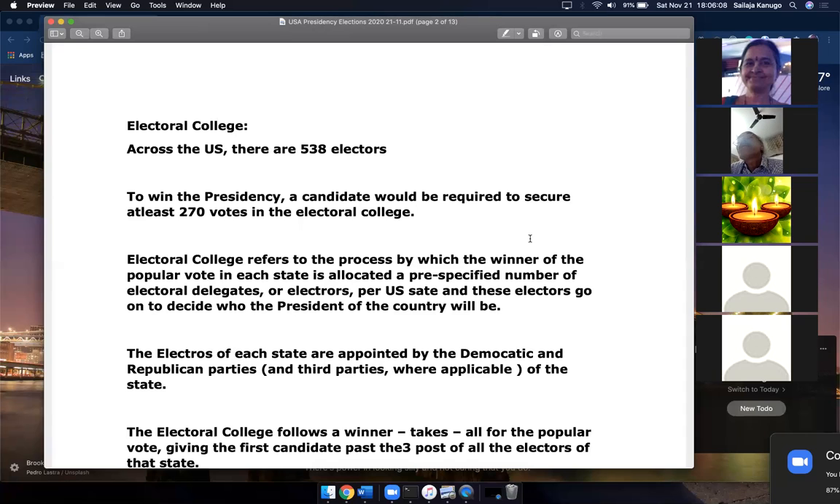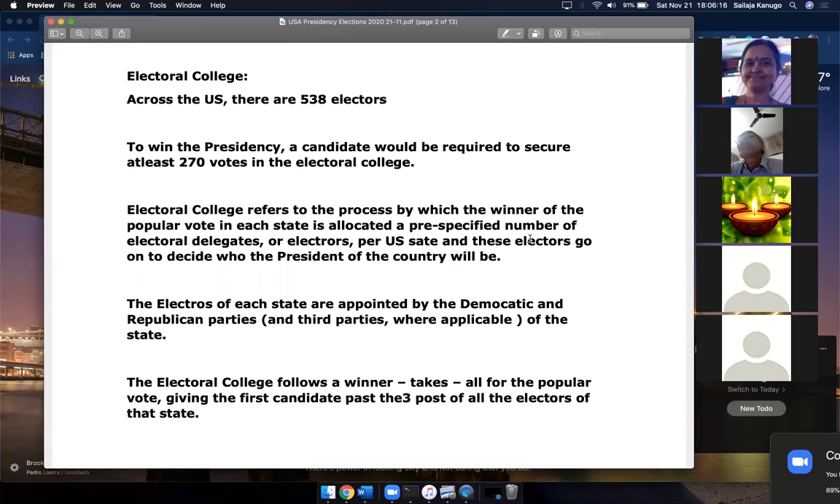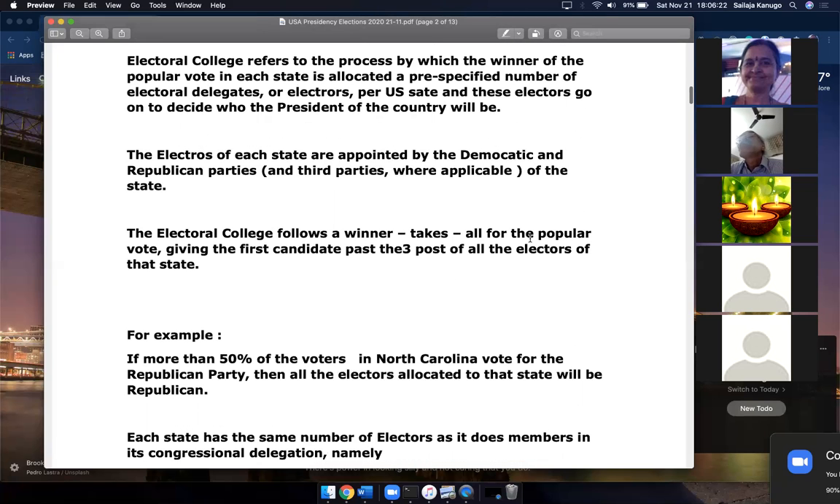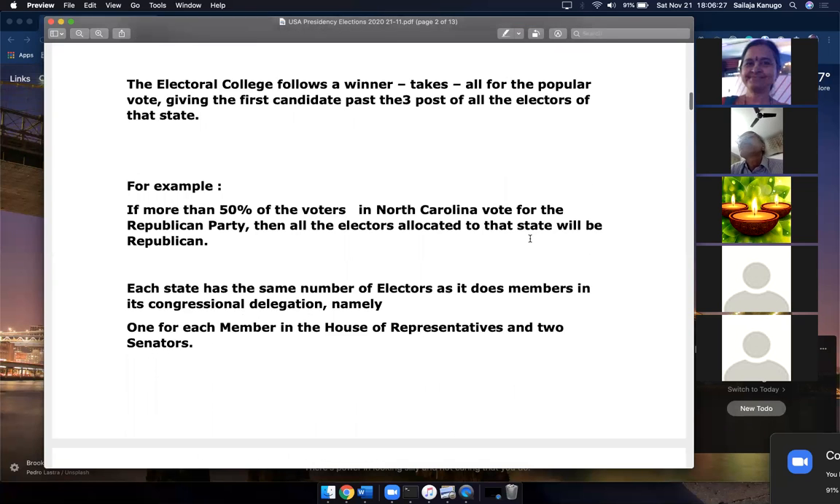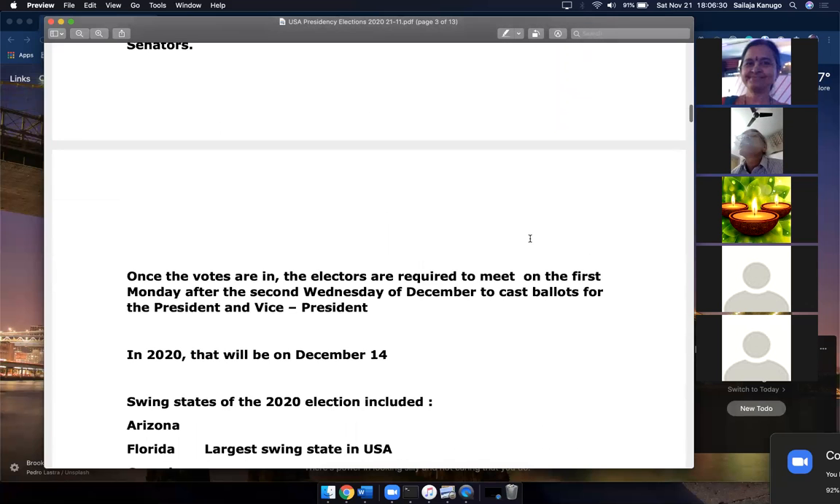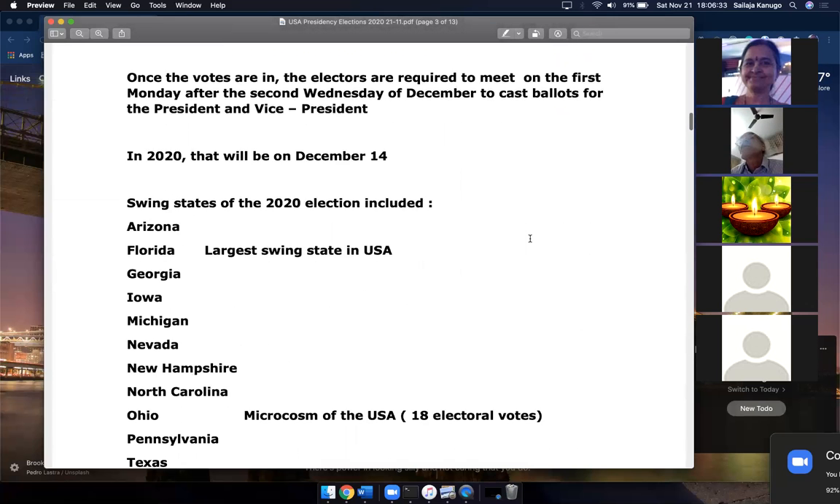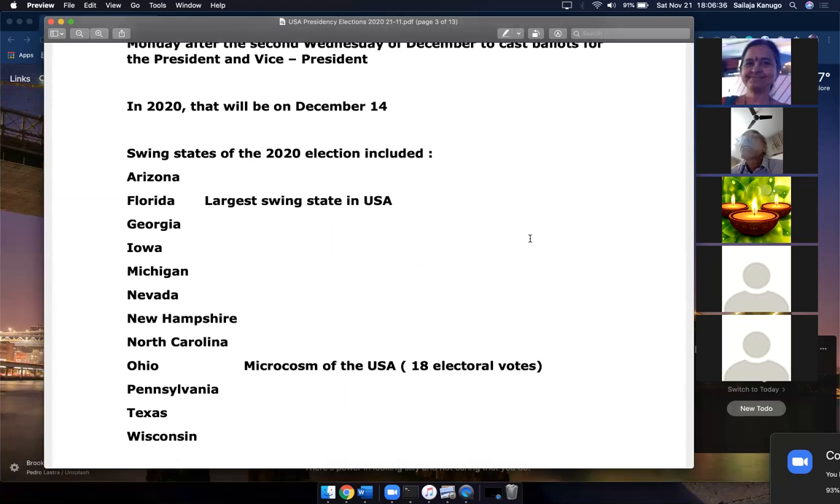Once the votes are in, electors are required to meet on the first Monday after the second Wednesday of December to cast ballots for the president and vice president. In 2020, the date will be December 14. In the newspapers, on November 3rd and 4th, we got the news that Biden is the winner. But another procedure is there. This procedure will be conducted on December 14, next month. On December 14, these electors cast their vote.